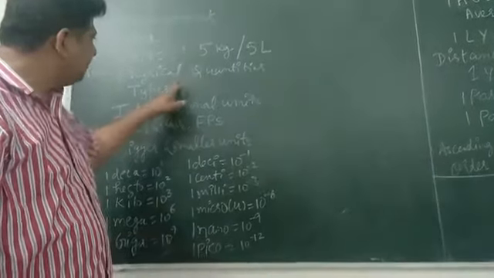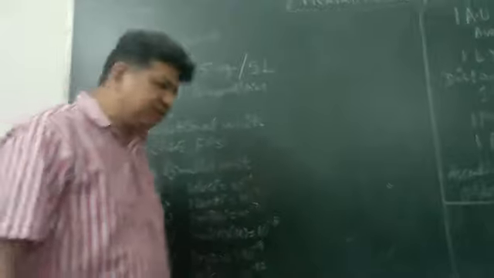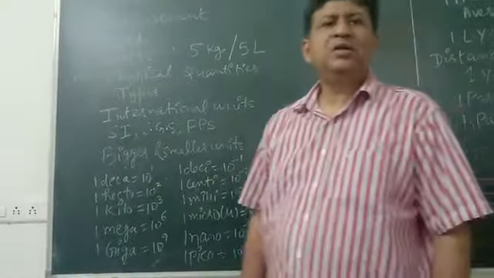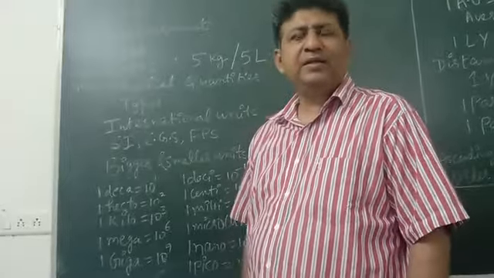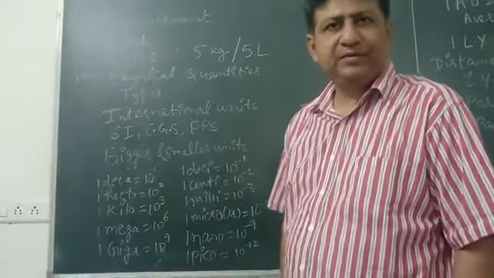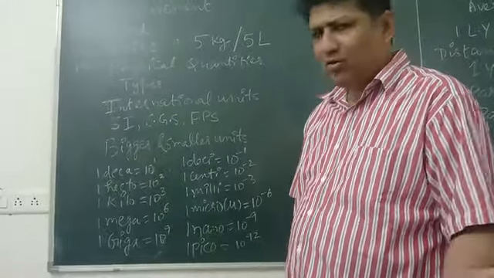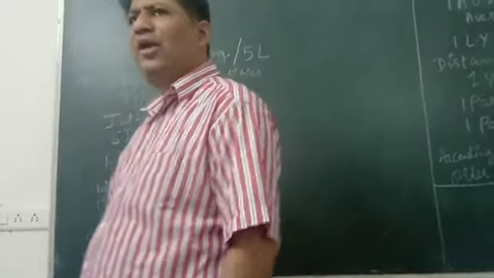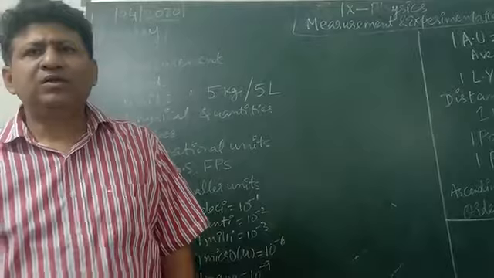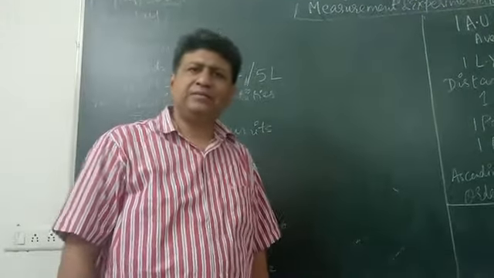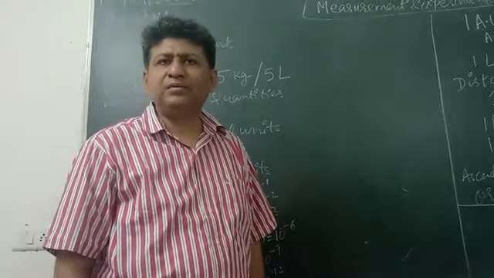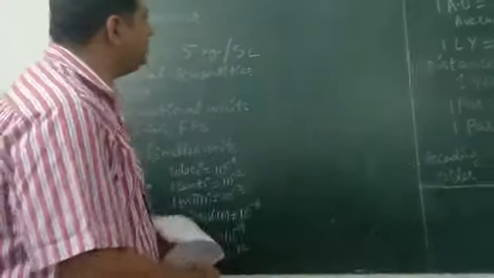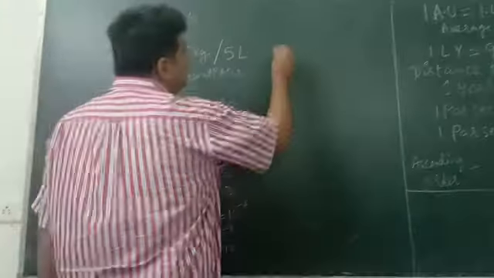Now what are physical quantities? Physical quantities are those quantities which can be measured accurately and conveniently. So these are called physical quantities: length, mass, time, area, volume, speed, density. These are all physical quantities. Physical quantities are of two types.